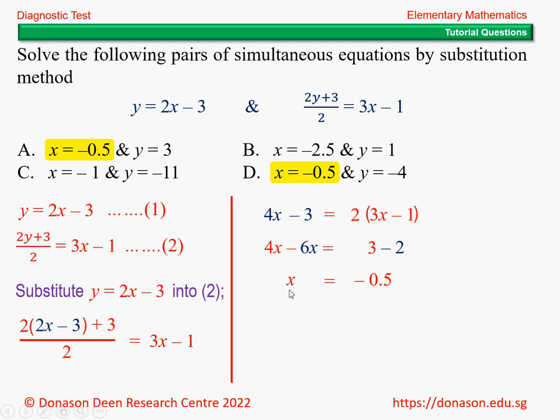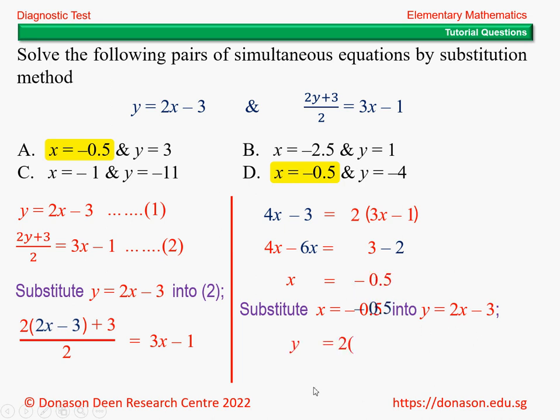When we are told to solve simultaneous equations, we need to find the values of x as well as the values of y. So now we have x equals negative 0.5. We need to now work out the value of y, right? So I'm just going to take this x equals negative 0.5 and substitute that into the first equation, which is y equals twice of x minus 3. So we're going to substitute into this equation.